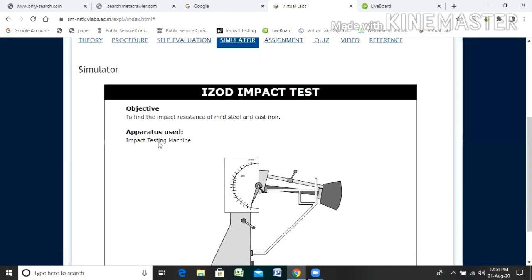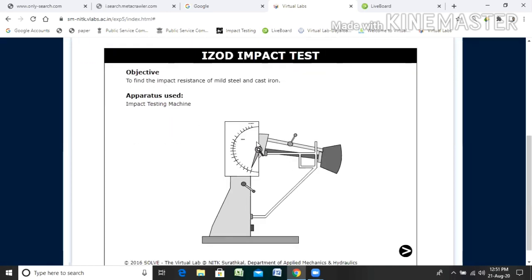So the apparatus used for this experiment is the impact testing machine. You can see the pictorial representation of this apparatus. A big bell is there, and here you can see one lever which controls the movement of this hammer. By engaging and disengaging this lever, you can allow this hammer to swing around this specimen.